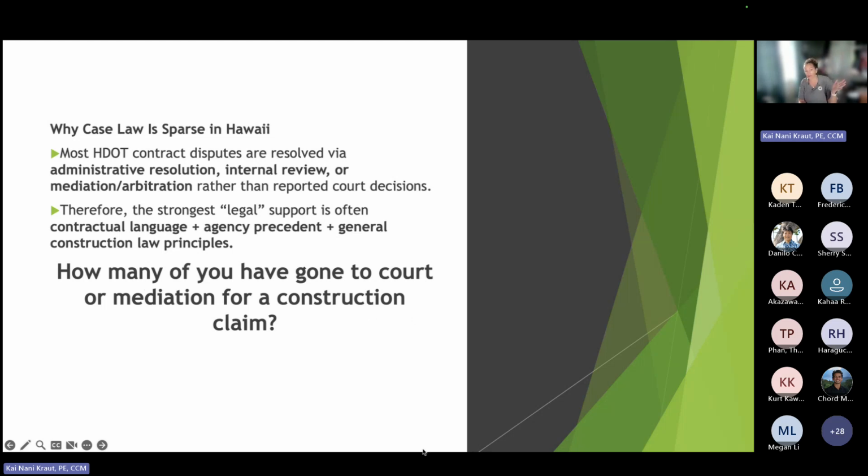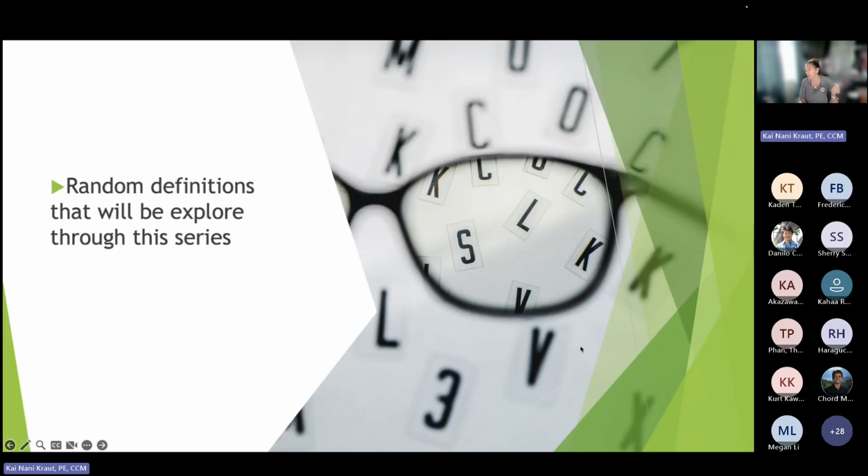This was a little poll question, but I don't know if anybody on the line has gone to court or mediation for a claim. Mediation is not a recourse under our contract, but I know at Hart we had a lot of that. So that's kind of notifications.